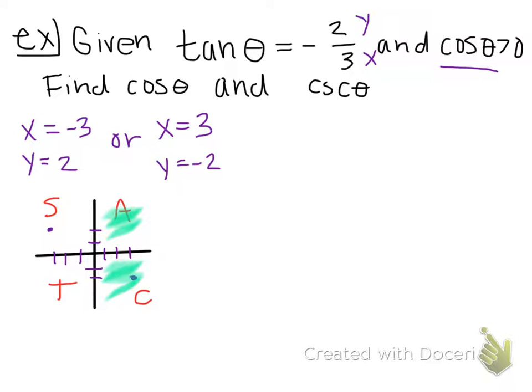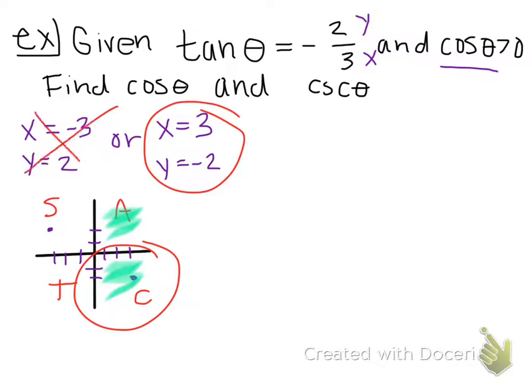So similar to yesterday, where we were looking for the overlap, again we're looking for the overlap. So notice here, quadrant 4 is the quadrant that we're in, because that's where cosine is going to be greater than 0 and the coordinate's going to fall. So that's the one we're looking for. Let me circle this. This one gets crossed out.